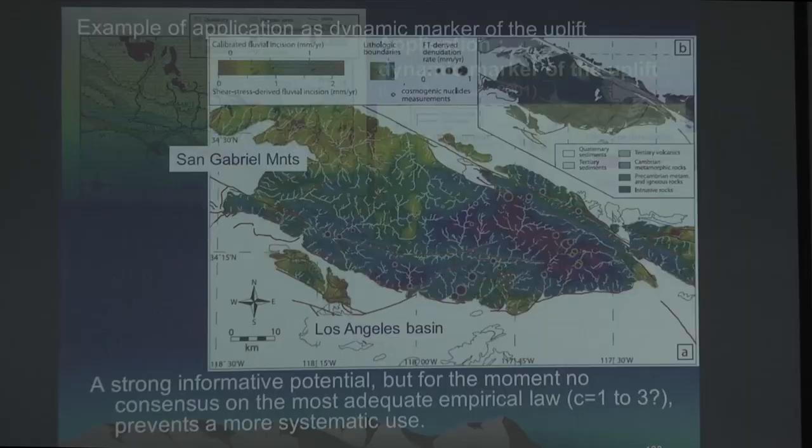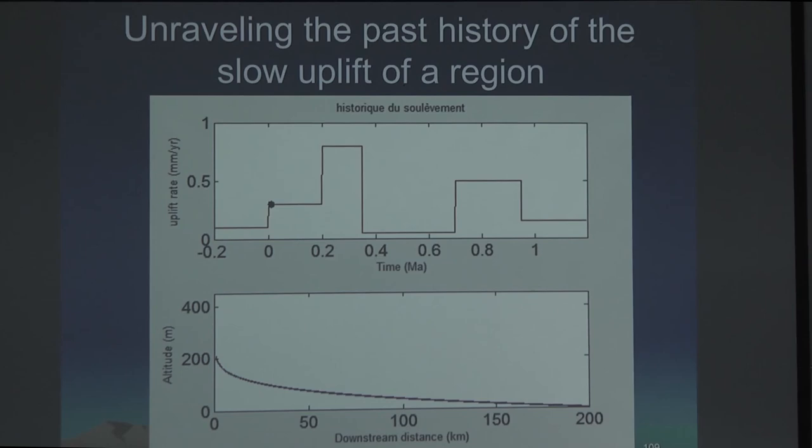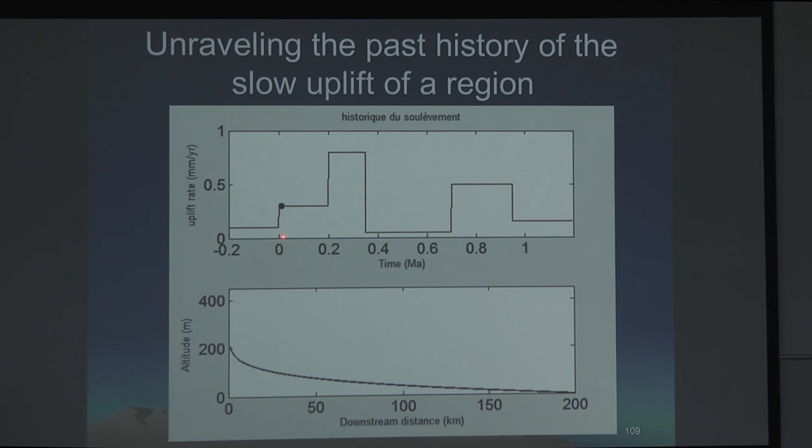Okay. So imagine now that the history of the uplift is rather complex in some region. Imagine a region affected by an uplift of 0.1 millimeter per year. After some time, it jumped to 0.2, and after 0.2 million years, it jumped to 0.6. And then it goes down and up and down. So what's going on? At the beginning, you have some kind of equilibrium river.